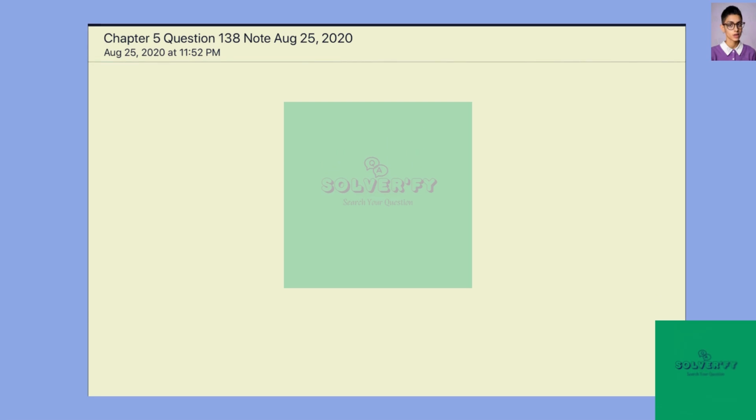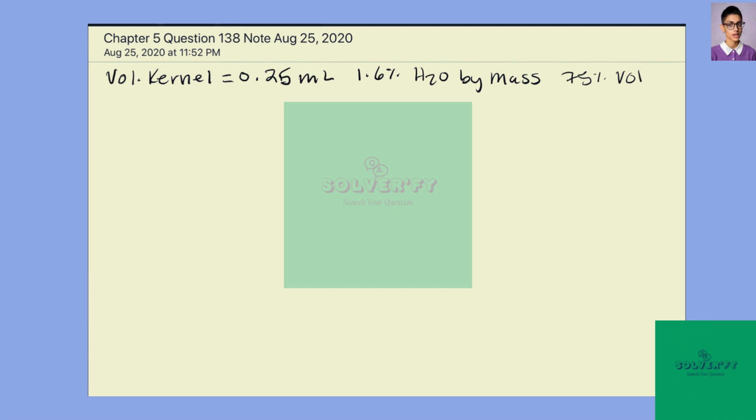For the first part of this question, they are asking us to find the mass of the kernel in grams. And to do this, they give us some knowns. So our first known is the volume of the kernel is equal to 0.25 milliliters. And they tell us that the kernel has 1.6% H2O content by mass, and that the max percent is 75% of water in the kernel.